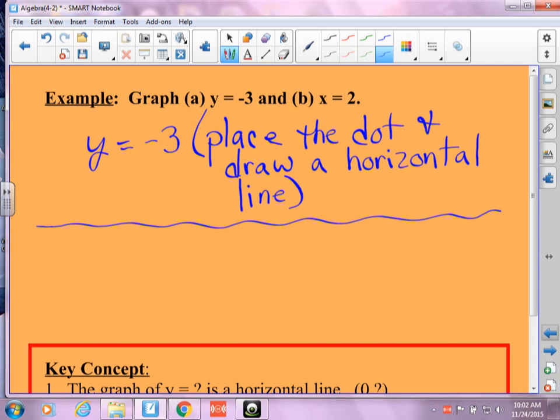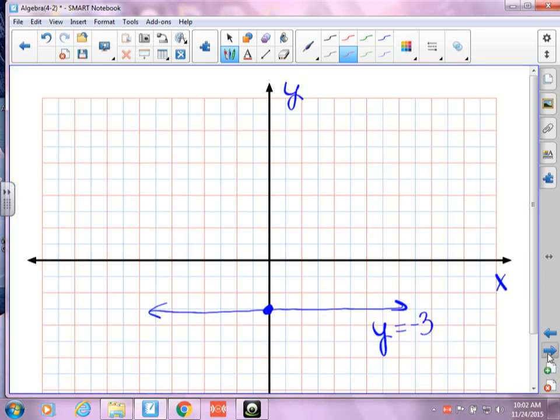Right? Now let's go to the next one. The next one says x equals 2. So I'm going to go on my graph and I'm going to find where x is 2. It's right here. And I'm not going to go on the x-axis. I'm going to go the other way. So I'm going to draw a, what kind of line? Vertical. I'm going to draw a vertical line.